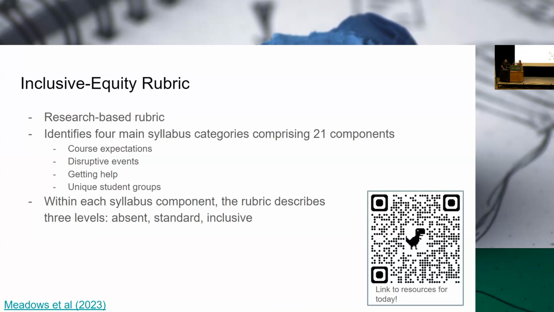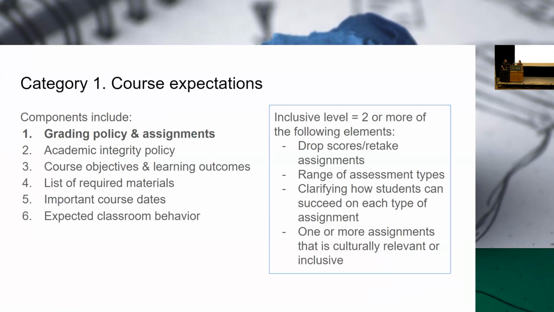No, we are not. We don't have time for that. We're going to introduce you to the 4 broad categories and then a few of the components that we think are especially important. They're all important, but things that we feel really resonate with us. The first category is about setting course expectations, and there are 6 components that comprise this.